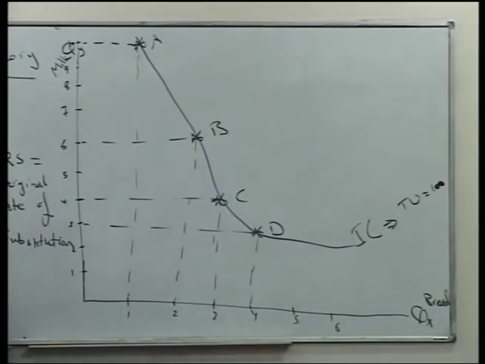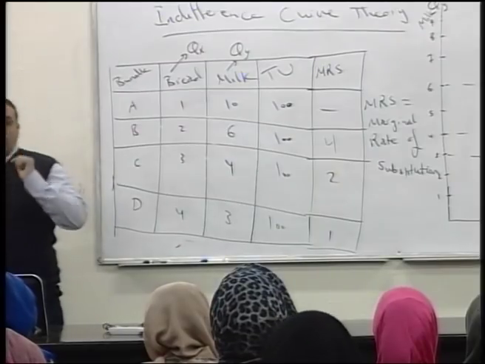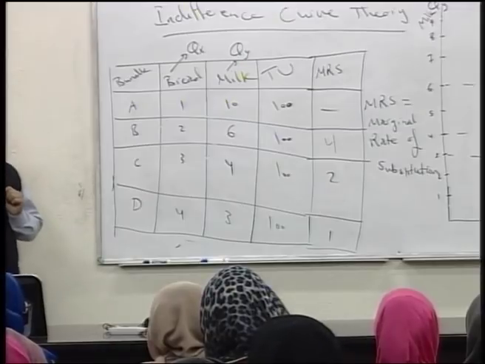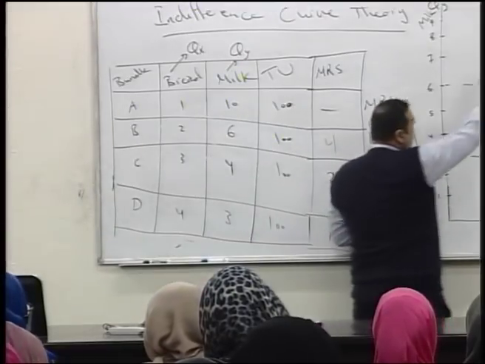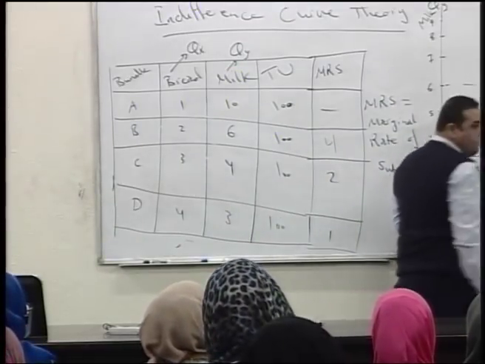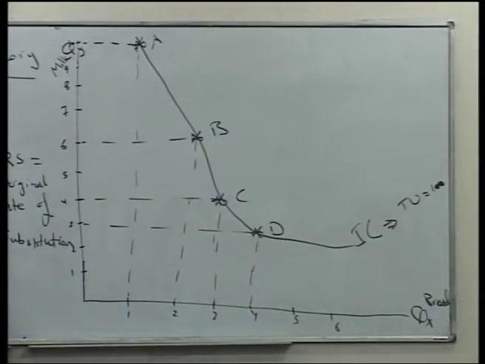On AC, each point lies along the indifference curve, which means that the consumer will gain the same total utility.